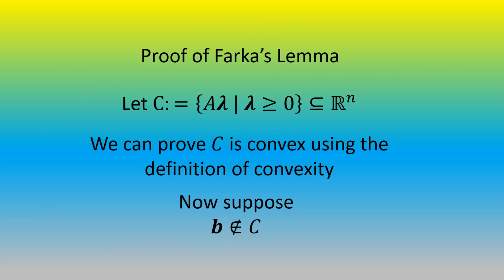A proof of Farkas' lemma. So let C be the cone, defined as the set of all A lambda such that lambda is greater than or equal to 0, for all lambdas, which is a subset of R^n, or vectors of length n. We can prove C is convex using the definition of convexity, so I'll leave that as an exercise. So now let's suppose that b is not a member of C. That is, the primal condition is not true.